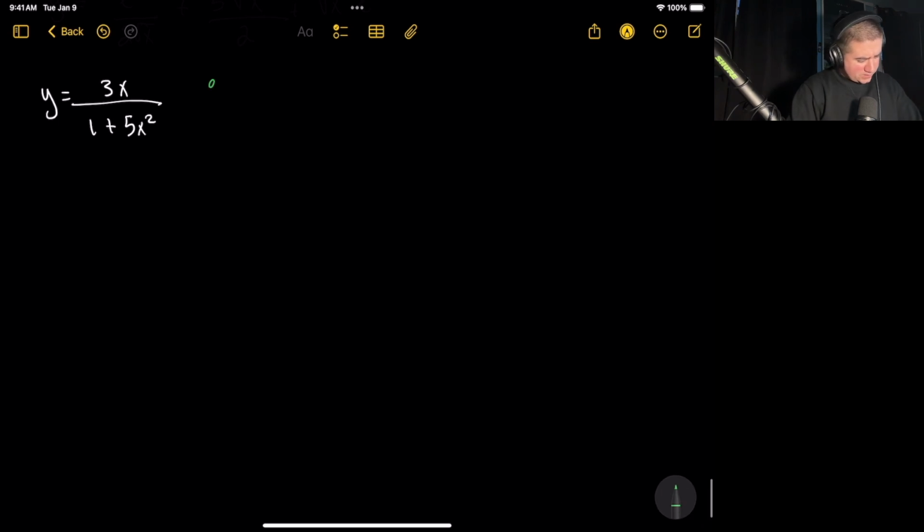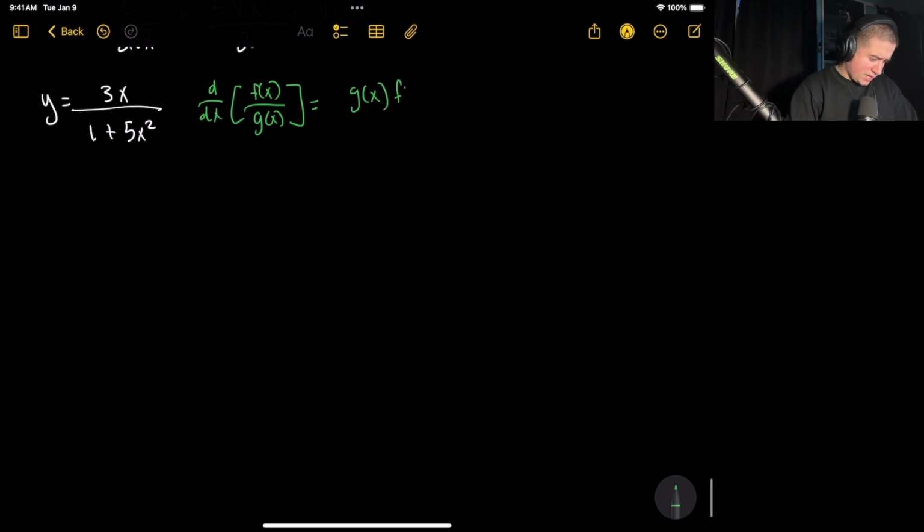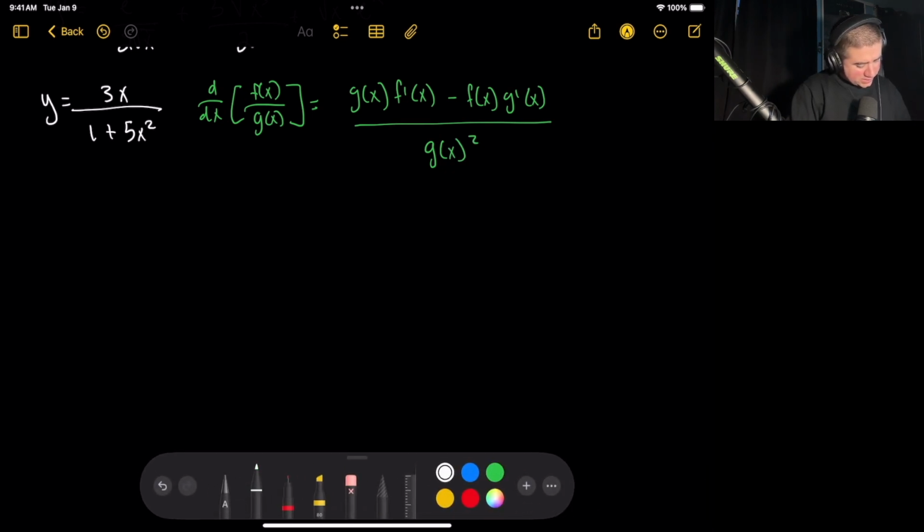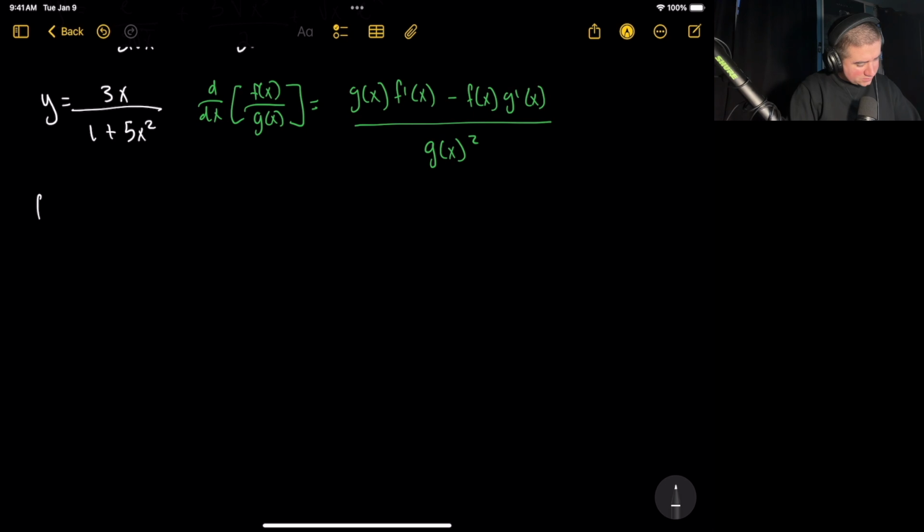We're going to have the derivative of two functions being divided, f of x divided by g of x, is going to equal, we always write down our g of x first for the quotient rule, g of x times f prime of x minus f of x times the g prime of x, over g of x squared. All right, so now let's go ahead and identify what my f of x is going to be. That's going to be 3x, and my g of x is going to equal 1 plus 5x squared.